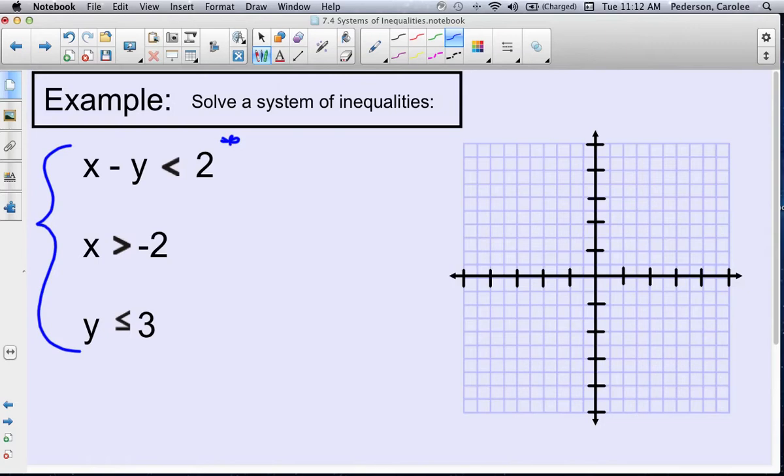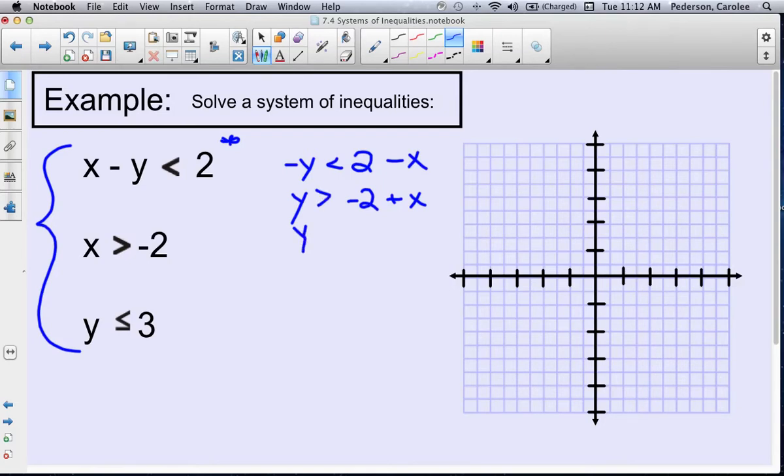So I'm going to go ahead and bring that x to the right side. So I have negative y is less than 2, and then subtract x. Now I want to remove that negative, so I'm going to divide both sides by negative 1. So I have y, now it's negative 2, and then positive x. If you remember, when you multiply or divide by a negative number, it's going to switch the inequality sign.